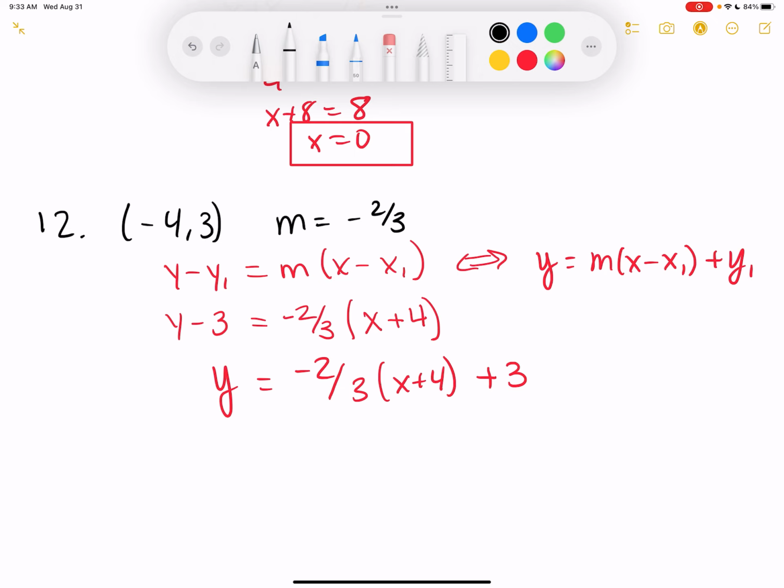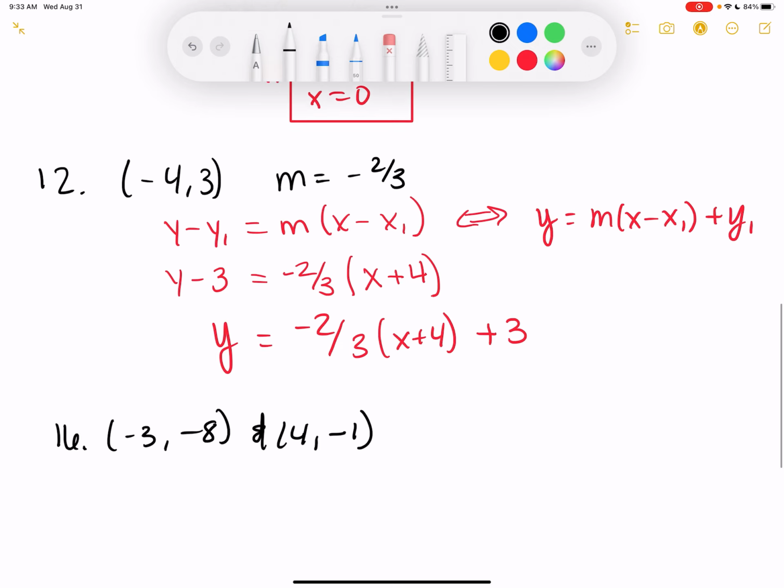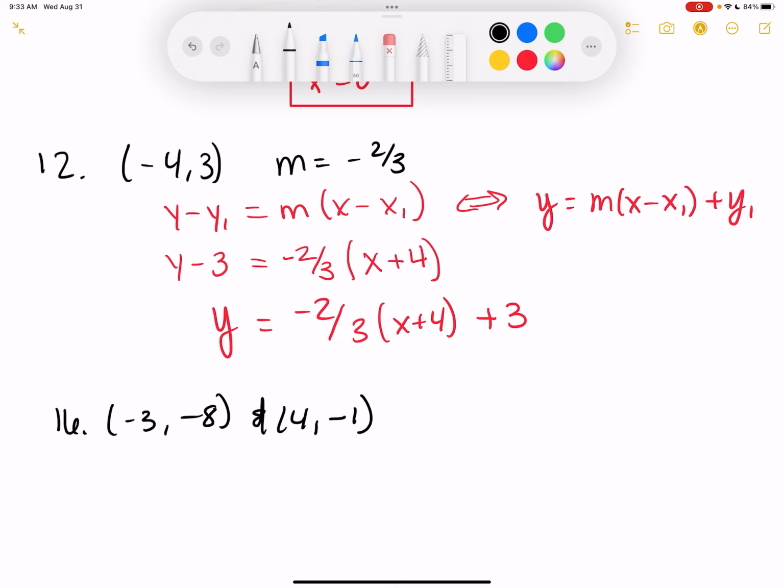All right. Next one's write a general form equation of the line through the pair of points. Number 16: -3, -8, and 4, -1. So first I need to find the slope. Slope formula: -1 plus 8 over 4 plus 3. Slope is 1.